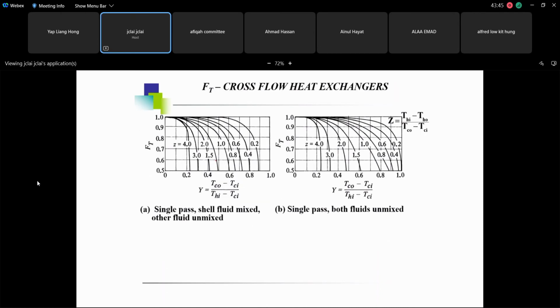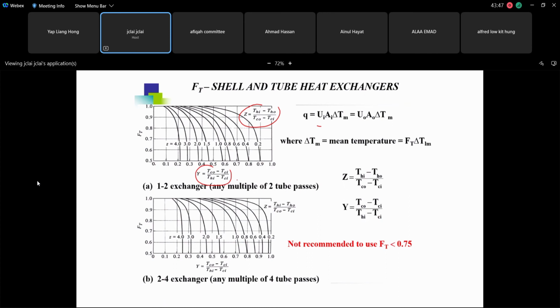So you see different types of heat exchanger. This is for one, two heat exchanger or any multiple of two, right? This is for multiple of four. So you must use the right graph, the correct graph.